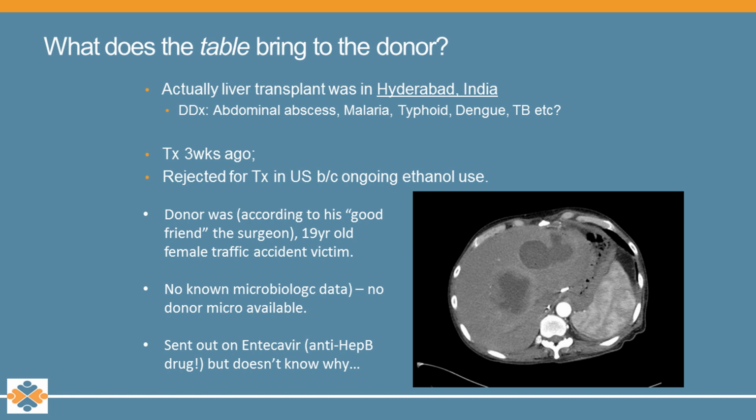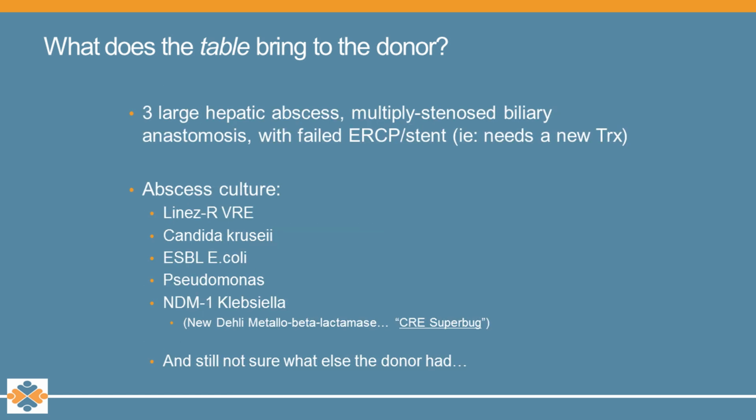But in actual fact, the more we got some history, this gentleman was transplanted by his good friend, the surgeon. We had absolutely no information on the donor. And in fact, the recipient himself knew that he was on a drug called entecavir for hepatitis, although he didn't know why, which is always a great start. And as you can see, despite lots of exotic potentials, he in fact had some transplanted liver abscesses. The kicker was that he also had some highly drug-resistant ones.